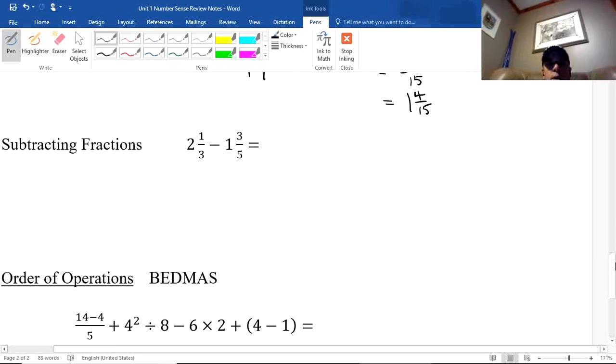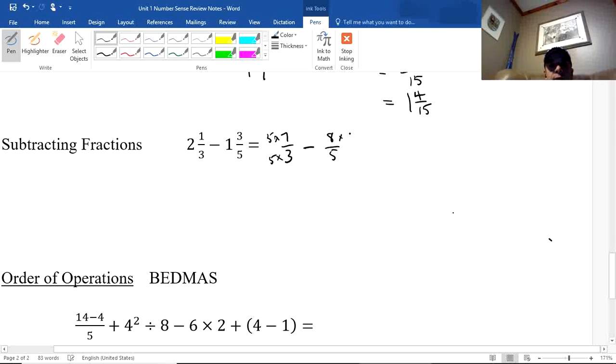Where I convert it. So this is going to be 7 over 3, okay? And this is going to be subtract 1 times 5 plus 3 is 8 over 5. Now I need to get a common denominator, so the 3 is going to be multiplied by the 5 to get 15. So I've got to multiply the top by 5, multiply by 3, multiply by 3.